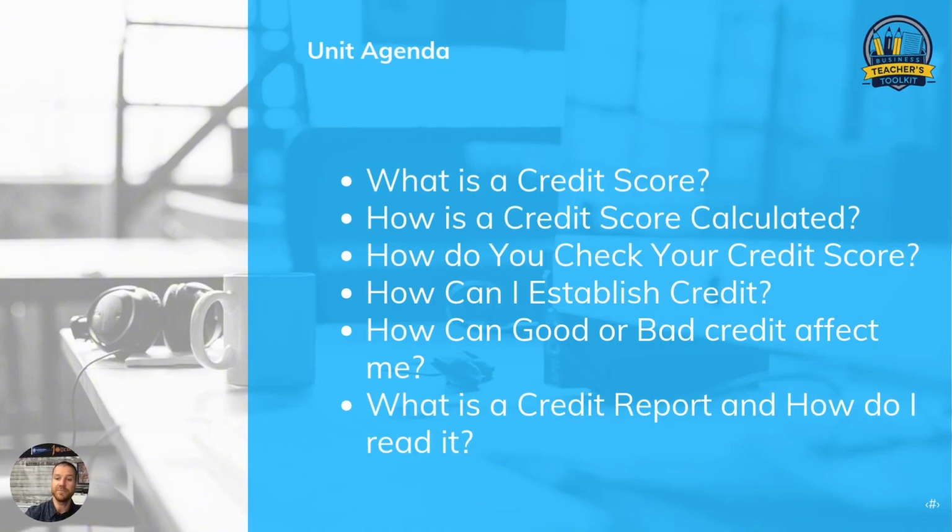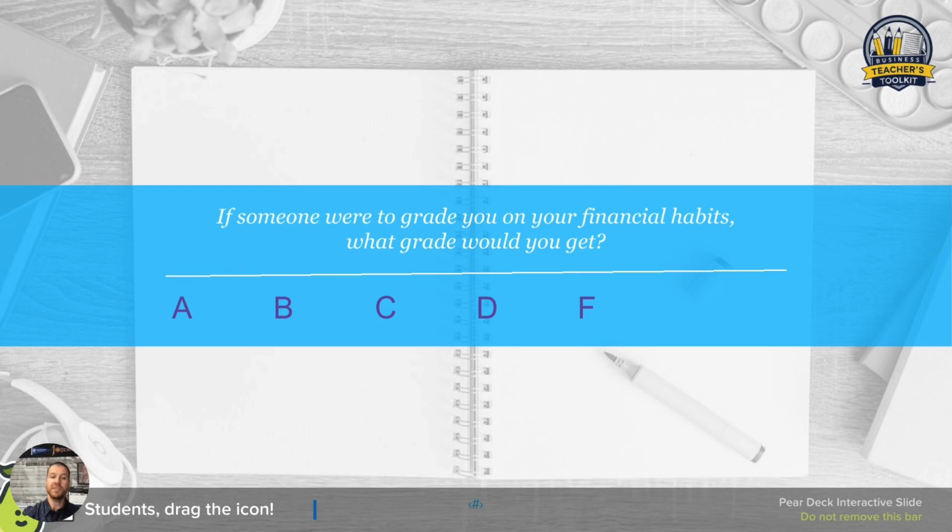We open by asking students if someone was to grade them on their financial habits, what grade would they earn? I use this as a Pear Deck slide so students can interact with the slide. I use a dragging icon so they can show me exactly what they believe to be, and then I'll show the class anonymously what students are saying so that they can usually get a pulse on where people are at in the room.